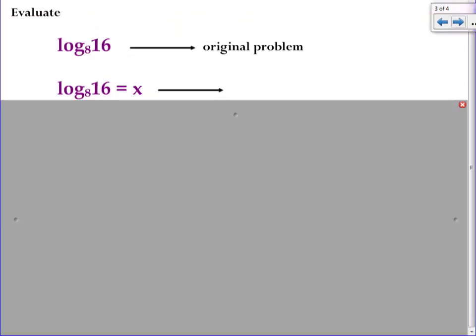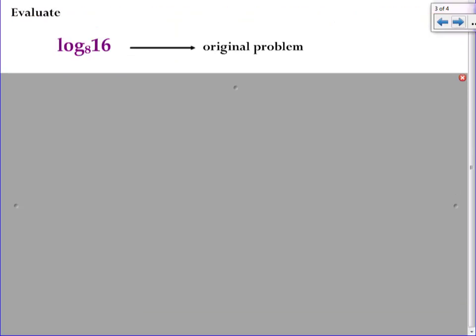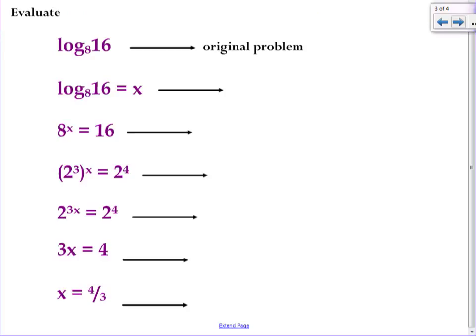All right, so here's how we're going to do this. Let's say they give you this as your original problem. These are each of the steps that we're going to go through. What did we do from here to here? That's the only thing that's different. We're going to set equal to x. That's your first step. What did we do here? We switch to exponent form.